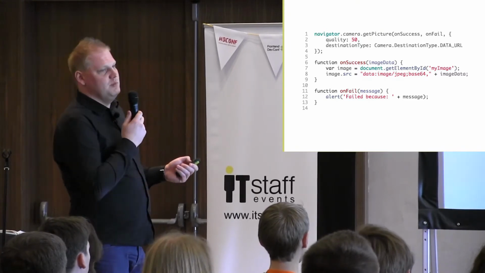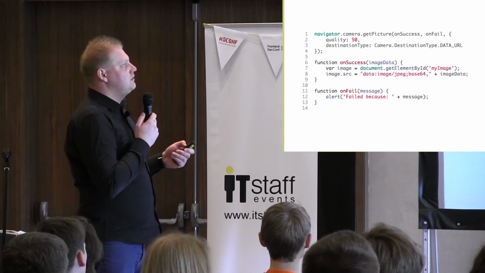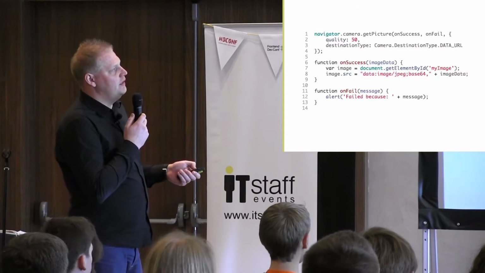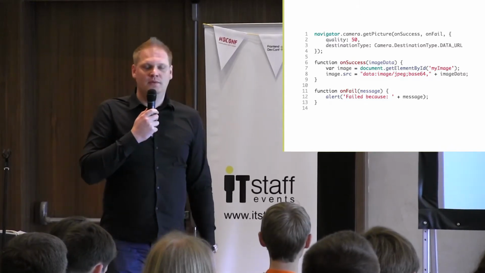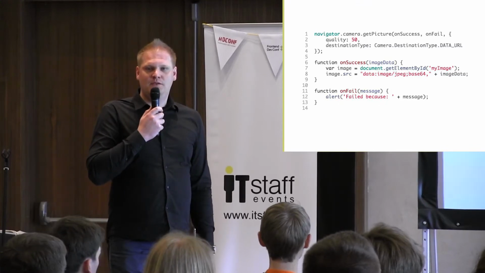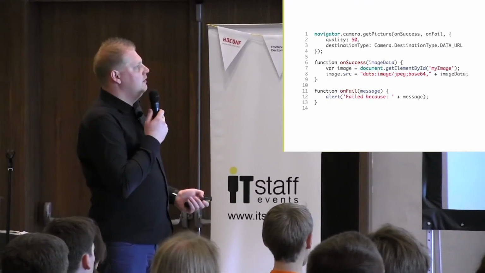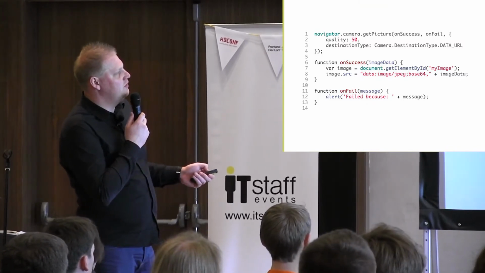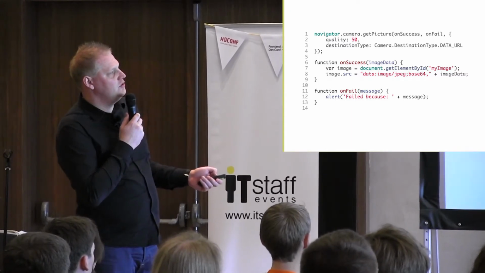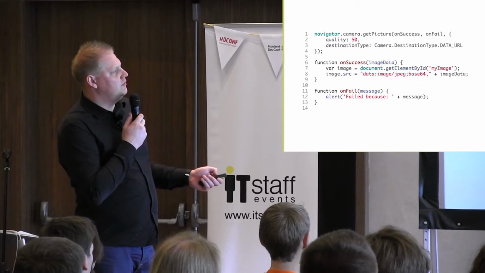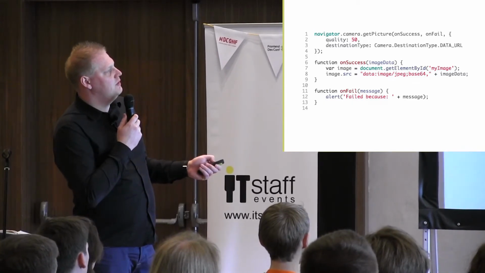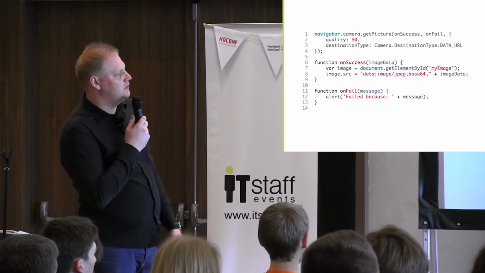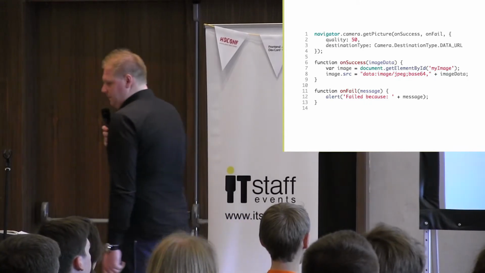I'm setting the quality of the image which I'm going to take, so it's going to be 50% quality. And the destination type is data URL, which means base64. Do you know what base64 is? Basically, it's an image converted to a string. On success, I'm creating a new variable image, and with document.getElementById, my image, it's a div, setting the source to the data of that image. So I took the image and I'm showing it right after onSuccess. On fail, I'm alerting the message: failed because, and the reason why it failed.